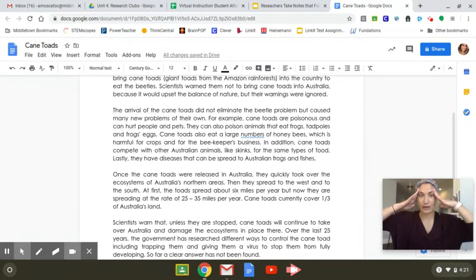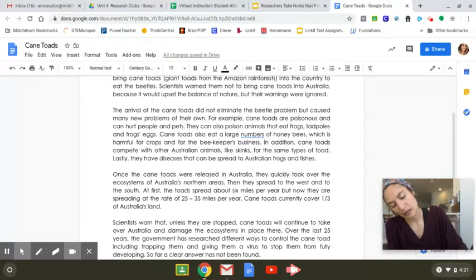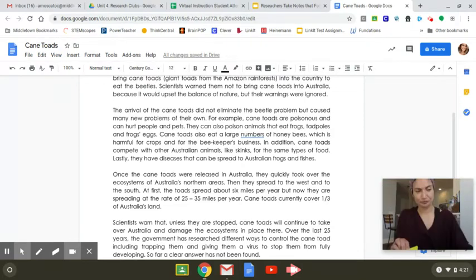Wow, my radar is going off. It is telling me there are problems. So I'm going to be on the lookout for what are these problems. I'm actually going to be ready to write them down. For example, cane toads are poisonous and can hurt people and pets. That's a big issue. I'm going to write that down. The problem is cane toads are poisonous. And then they hurt people and pets. See, and I just wrote that down.